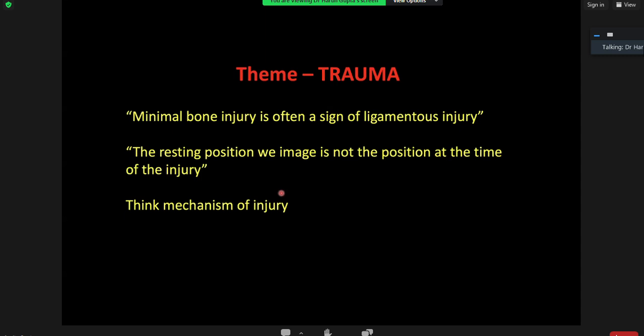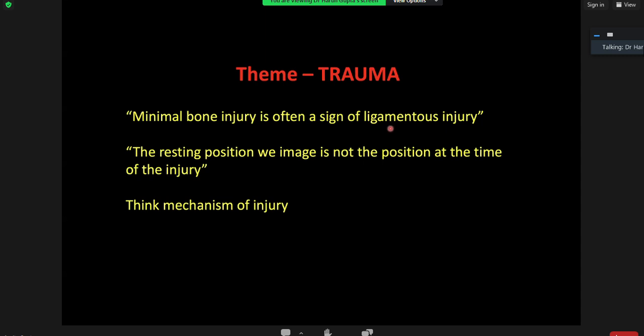So we'll start with the first theme, which is trauma. And we're looking at the spine misses. So the first very important theme is trauma. And a very important principle in trauma is that minimal bone injury is often a sign of ligamentous injury. Now, what that means is that when fractures happen, especially even if you see in the extremities, the brunt of the injury goes onto the bones.